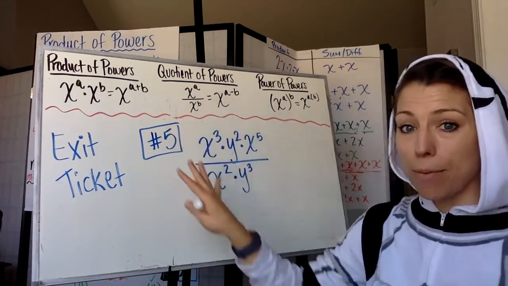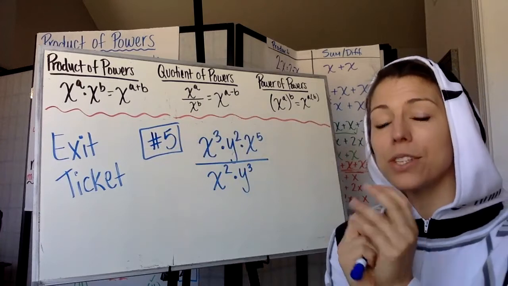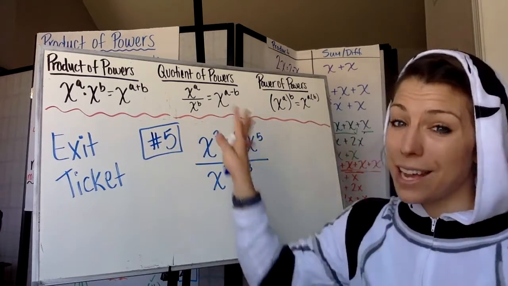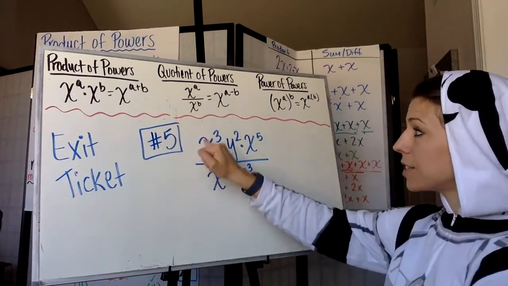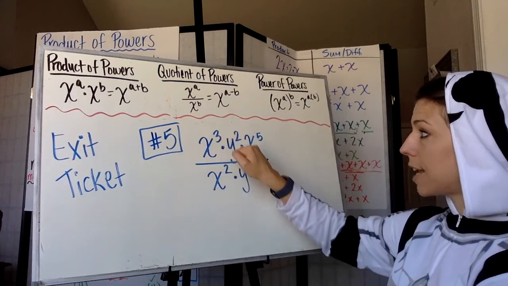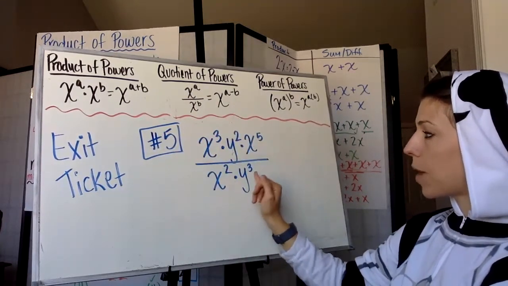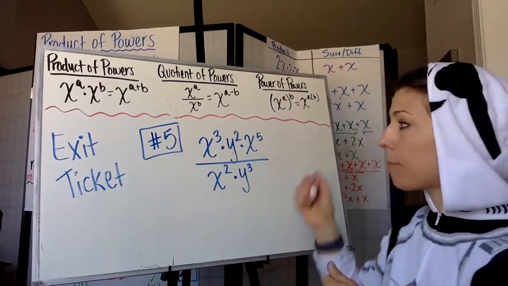We're heading toward problems that look like this, where you're going to have to blend different properties together. So for the sake of today, we're going to keep it simple, but just understand that you're going to have to do some stuff that kind of looks like this. So we have x to the 3rd times y to the 2nd times x to the 5th, all divided by x squared times y to the 3rd. So this is what we call a combination of properties.